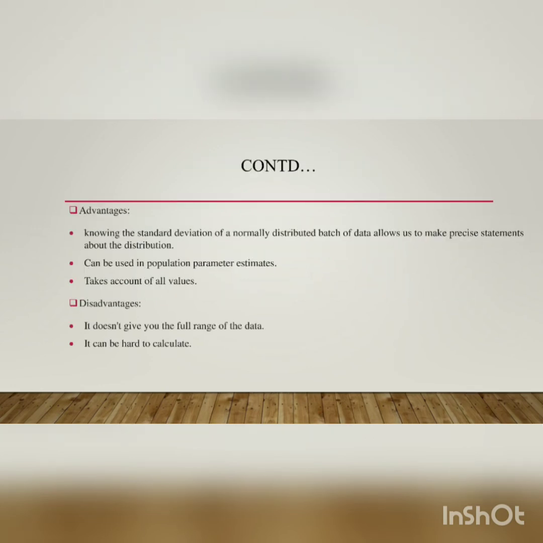The main advantage of standard deviation is that knowing the standard deviation of a normally distributed batch of data allows us to make precise statements about the distribution, and it can be used in population parameter estimates and takes account of all values. But two of the main disadvantages of standard deviation are that it doesn't give you the full range of the data and it can be hard to calculate.